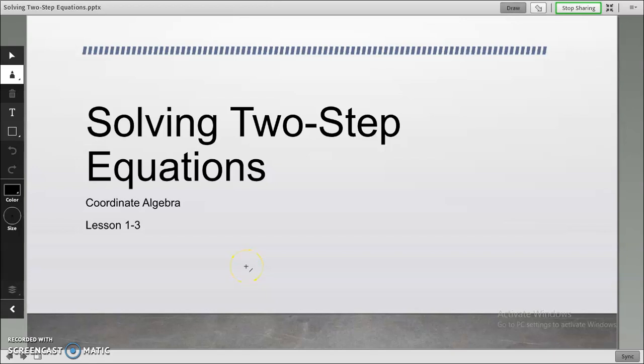Hello, today we'll be looking at solving two-step equations. So here are a few examples on solving two-step equations.